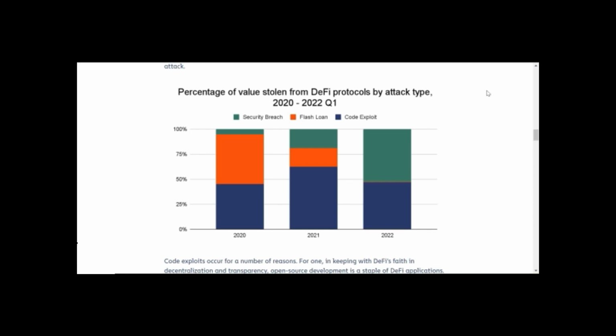In this session, we are going to talk about the importance of smart contract security audit in the blockchain and crypto space. You can see from this diagram the percentage of value stolen from DeFi protocols by attack types from 2020 to 2022 Q1. You can see that we have a variety of security attacks. We have the security breach, we have the flash loan, and we have the code exploit. So these are the most common attacks that have been launched on blockchain and crypto systems since 2020.